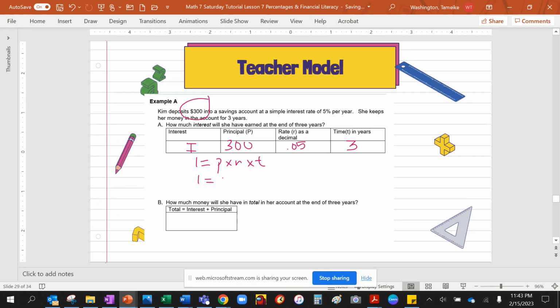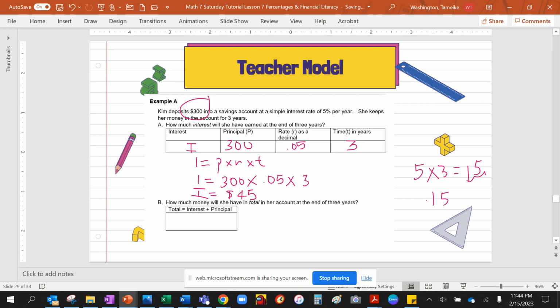So if I plug those values in, I'm going to have 300 times the rate multiplied by the time. It's simpler to multiply the smaller digits first. So I have 0.05 times 3, which is going to be 5 times 3, which equals 15. 5 is what I use from 0.05, which has 2 decimal places, so that's 0.15. So now I'm going to multiply 0.15 times 300. When I multiply 300 times 0.15, I'm going to get an interest of $45.